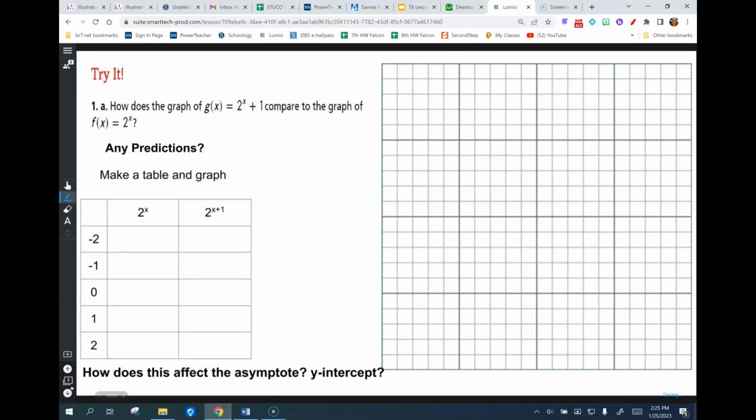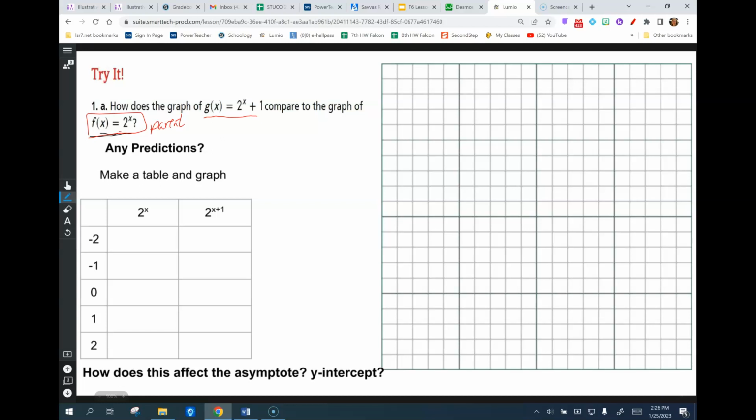So how does the graph g of x equals 2 to the x plus 1 compare to the graph of f of x equals 2 to the x? So here is what's called our parent function. The one in red is called the parent function. What that means is everything is based off of that one for all these other ones. So this is considered a kid or a child off of that parent function, if we want to put it in those kind of terms.